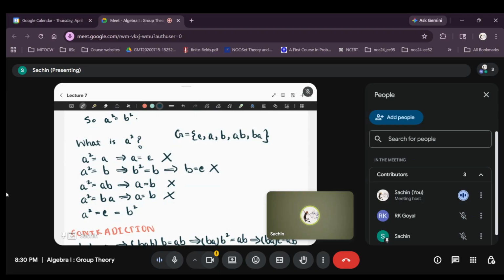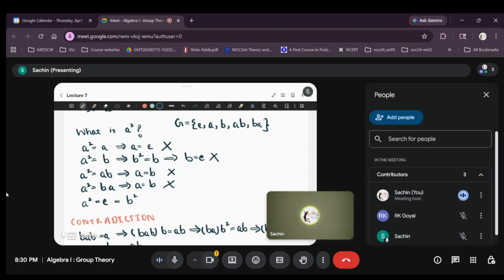Then one more thing you can do is this S3 that also exists for all orders greater than or equal to 3. It is non-abelian. So S2 and S1 are just very trivial examples. By Sn I mean the set of all bijections from 1 to n to the set 1 to n. So the set of all permutations.